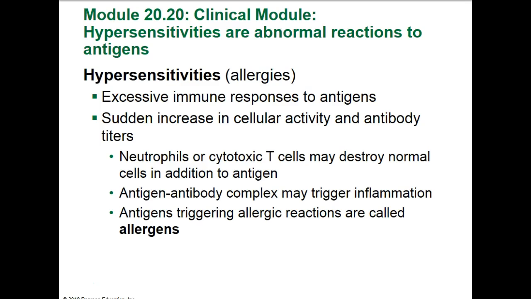Okay, let's talk about some hypersensitivities or allergies. This is when you have an excessive immune response to the antigen. It's a quick cellular activity response. Your antibody titers are really high. And unfortunately, your neutrophils are cytotoxic. T cells can destroy your normal cells. The antigen-antibody complexes trigger inflammation. The antigens trigger allergic reactions that we call allergens. In this case, the organism or the antigens are called allergens.